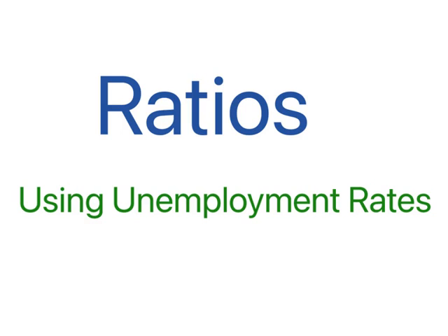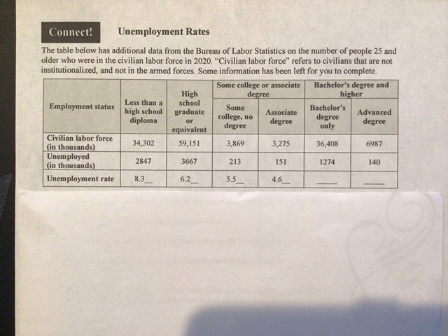I want to dig a little deeper into ratios using unemployment rates. It's kind of depressing, but we're going to do it anyway. So we're going to start with our graph, and I really want to just take this first moment to talk about what this is. If you look at our vertical columns here, this gives us the educational attainment, right? So we have less than a high school diploma, a high school graduate or equivalent, some college but no degree, an associate's degree, bachelor's, and then advanced. So that's across the horizontal axis there.